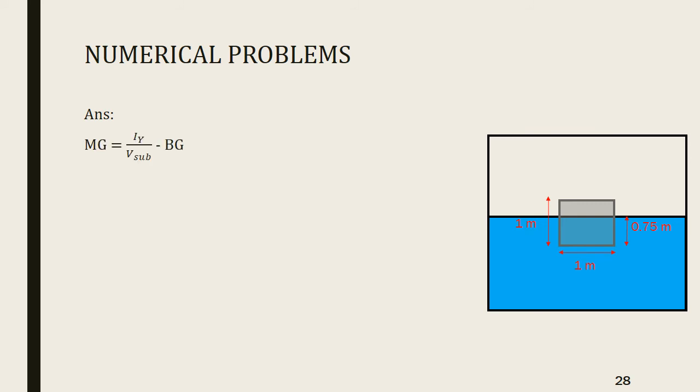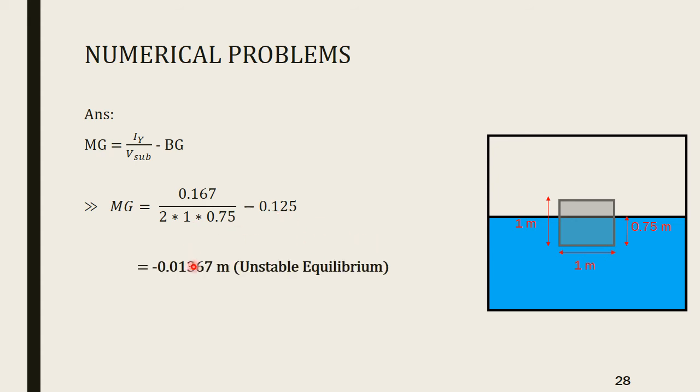Now MG is given by Iy by volume of the submerged portion minus BG. So substituting 0.167 divided by 2 into 1 into 0.75, this is the volume of the submerged portion, minus 0.125, which is BG. We will get negative 0.01367 meter, which means the body is in unstable equilibrium.